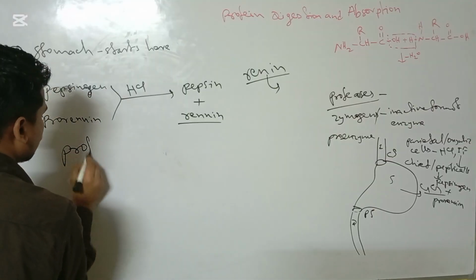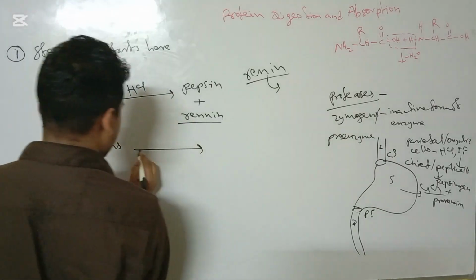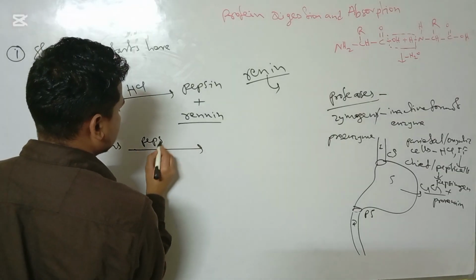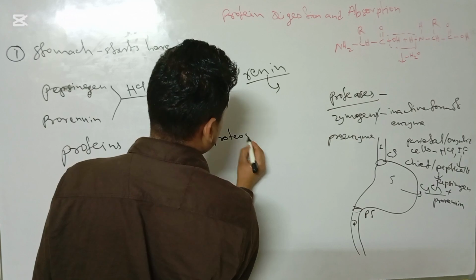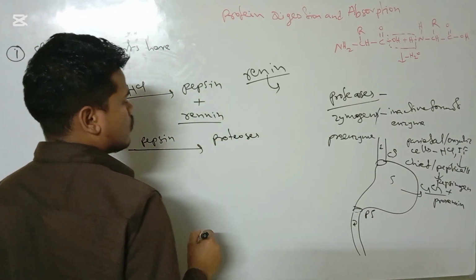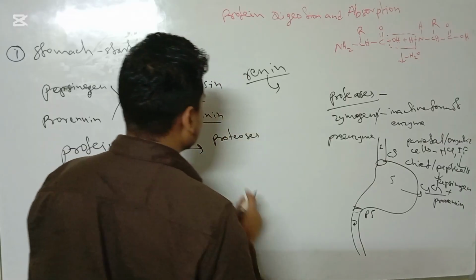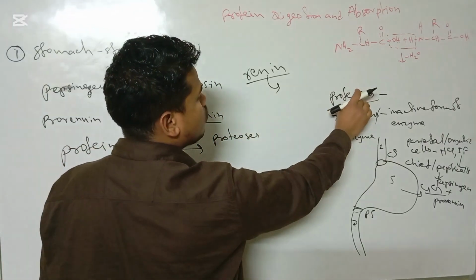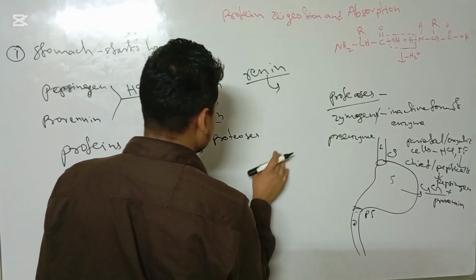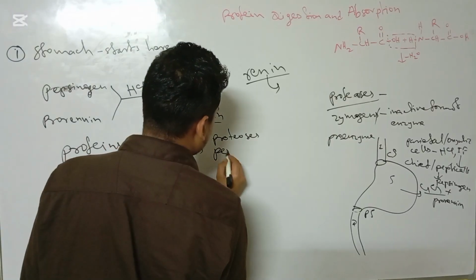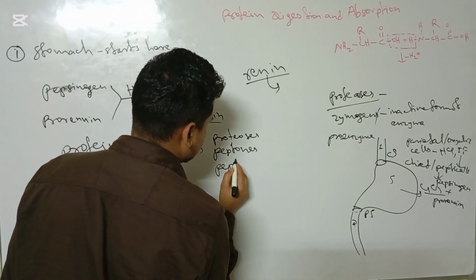So proteins in the stomach will be broken down by this enzyme pepsin into proteoses, peptones and peptides. Here is a protease, do not get confused. Ase is for the enzyme, this is the proteose.